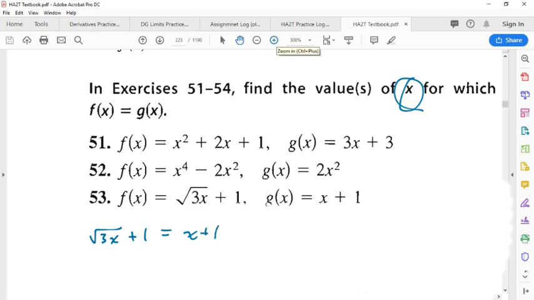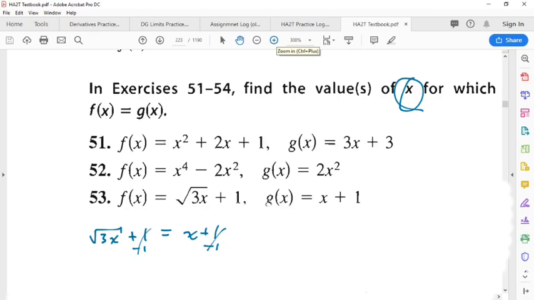Okay, but someone else asked to do it, so I will do it. Let me close this off right here. There's only a 3x underneath that square root. Now the first thing I'm going to do is use inverse operations. Let's subtract 1 from both sides. Those go away, and then I have the square root of 3x equals x.